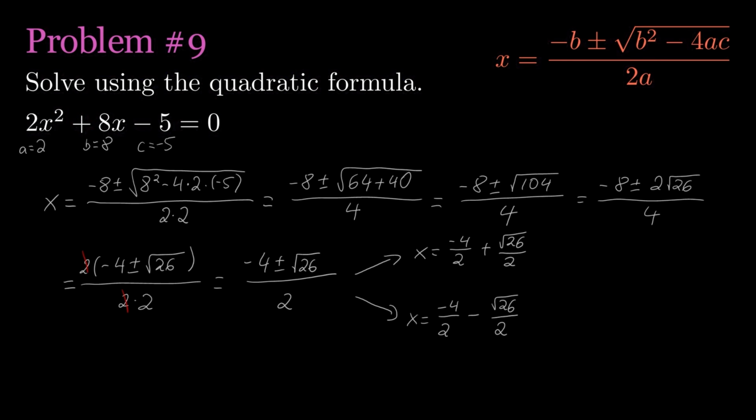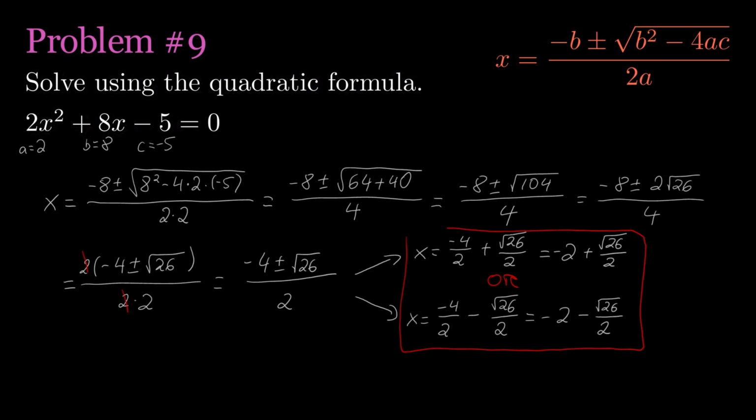Now, negative 4 over 2 is negative 2. So we're going to have negative 2 plus the square root of 26 over 2, or negative 2 minus the square root of 26 over 2. And those will be our two solutions. It's always "or" between them. And that's it for this problem.